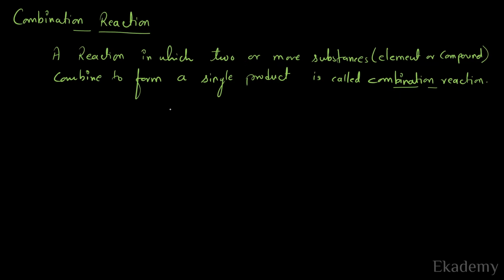So basically, two or more substances, let us say A and B, it can be more than two also, combine together and form a single new product, which is AB. Now we'll see a practical example of a combination reaction.